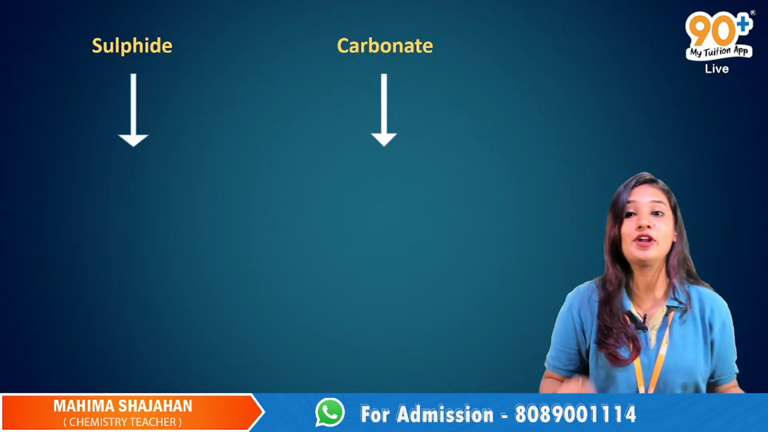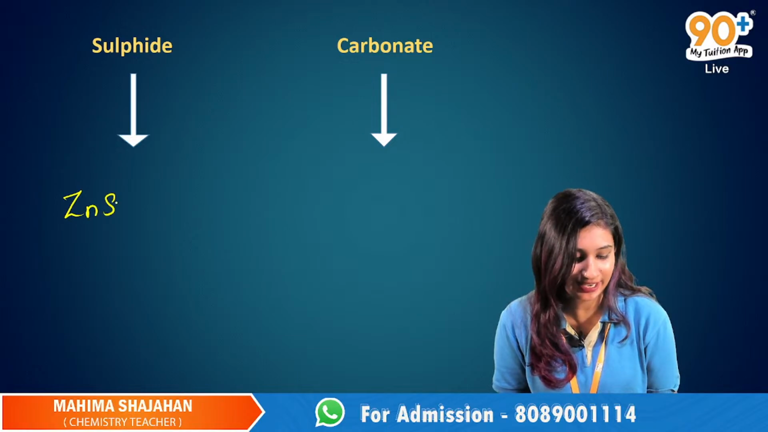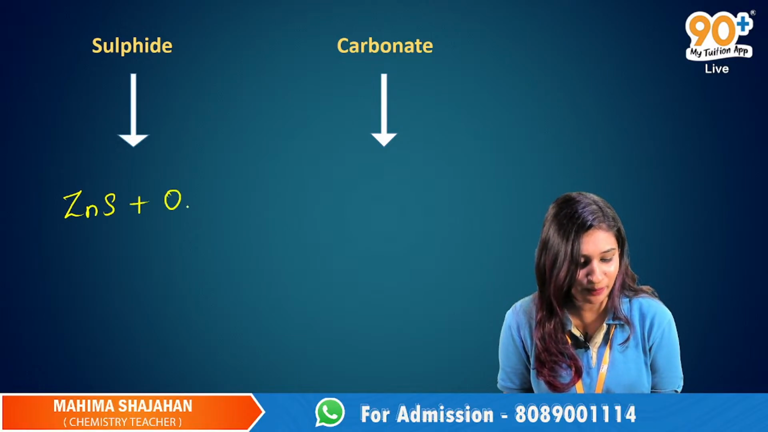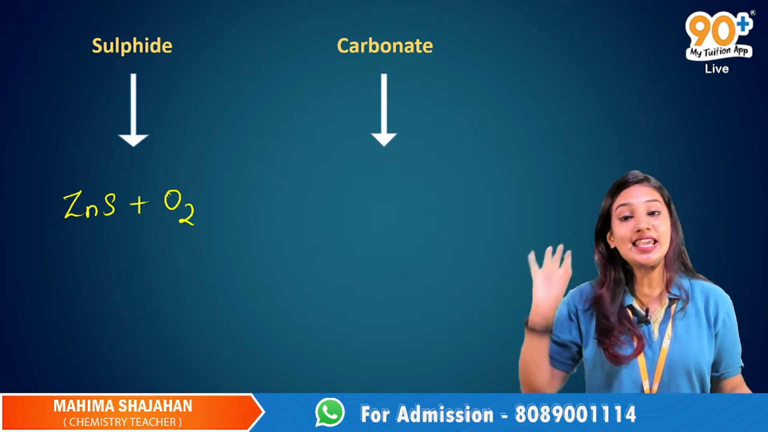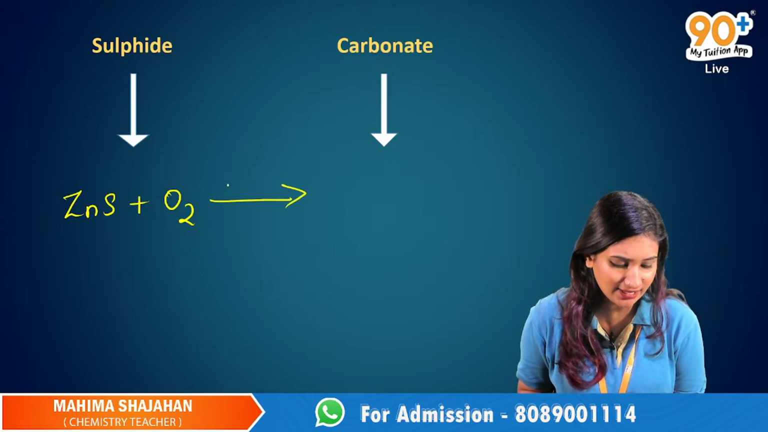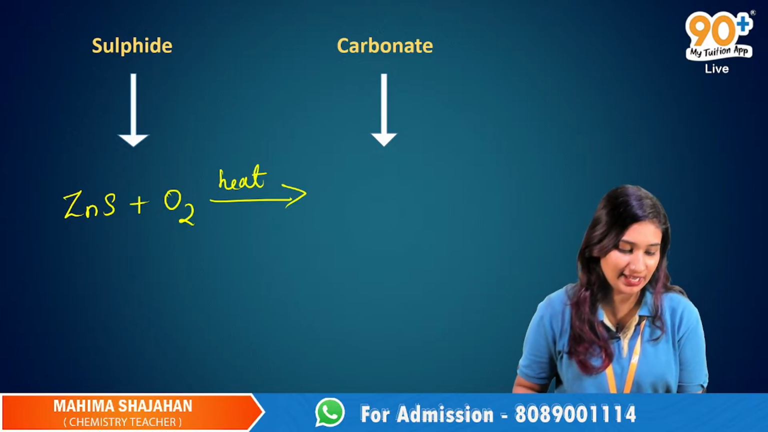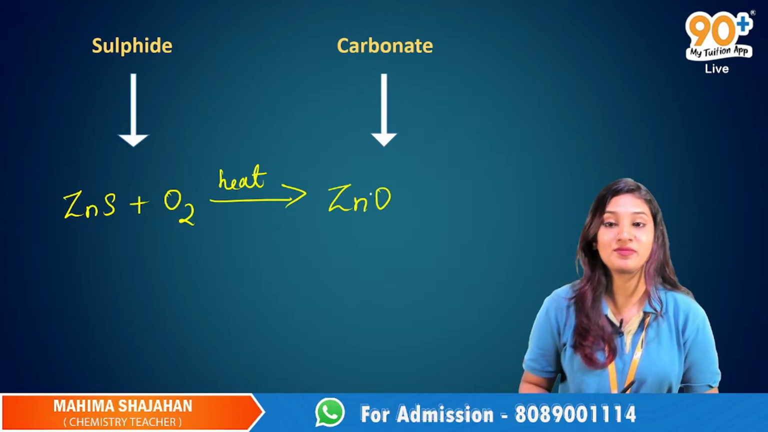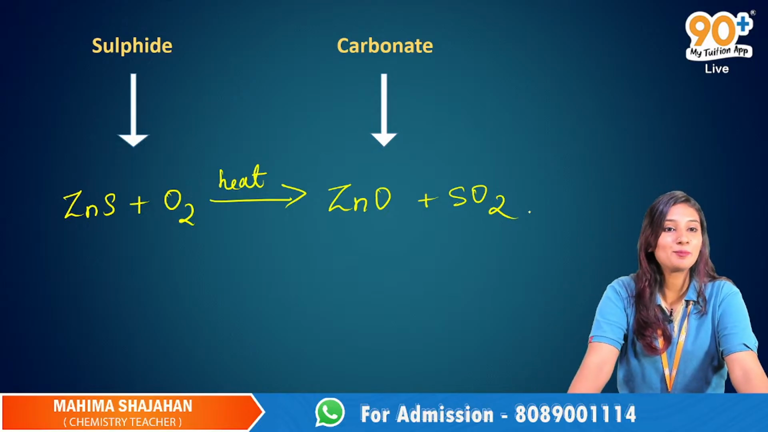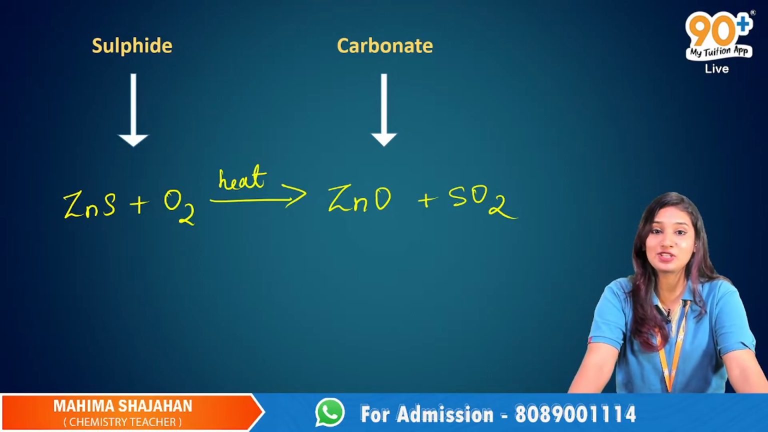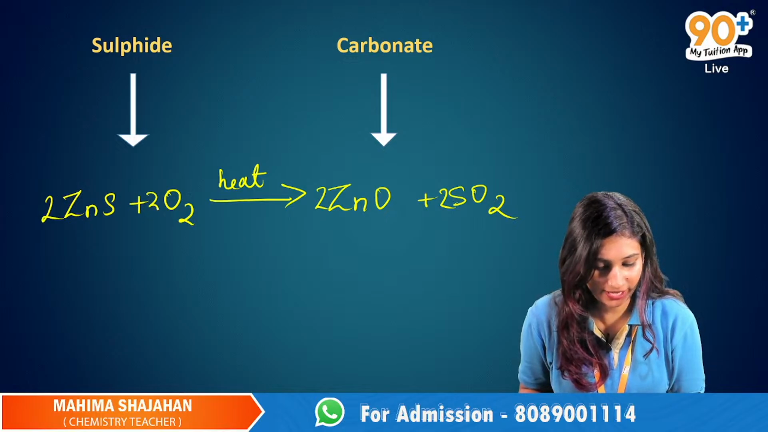Now, what was the sulfide ore of zinc? It was ZnS, right? You don't have to write it down, I'll give you the notes. When it is heated in the presence of excess air, it gets converted into its oxide. Along with that, sulfur dioxide gas is also formed as a byproduct. Now, is this reaction balanced? No, we have to balance it. Okay, now the reaction is balanced.